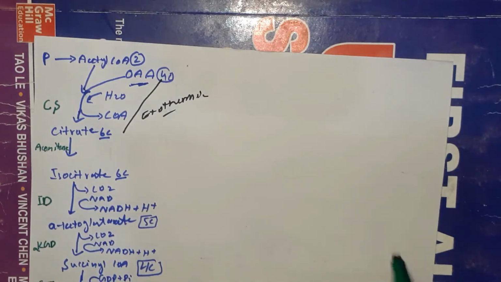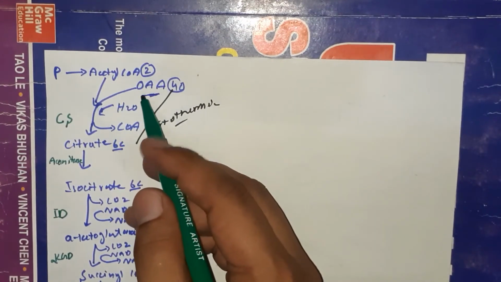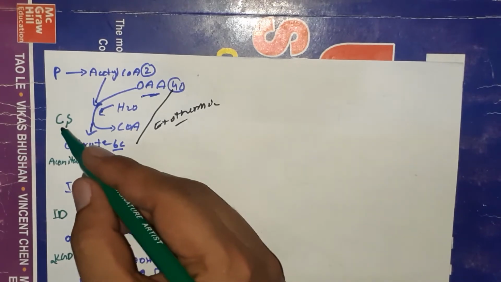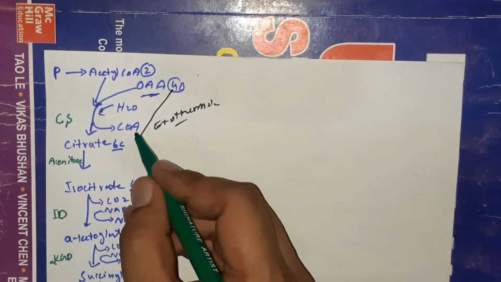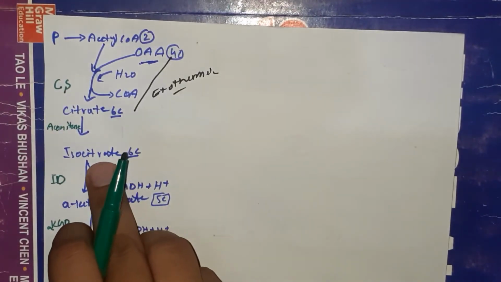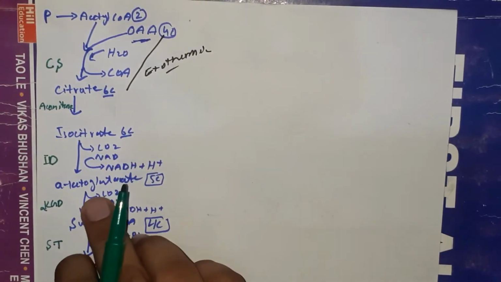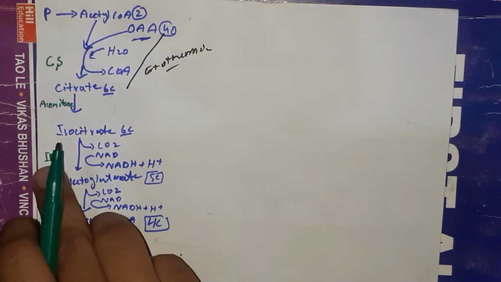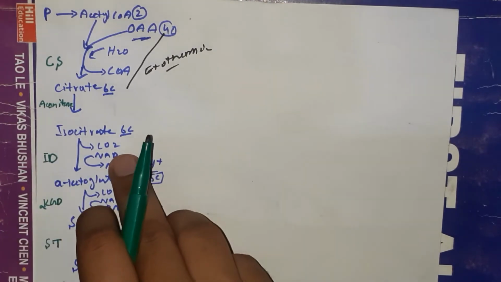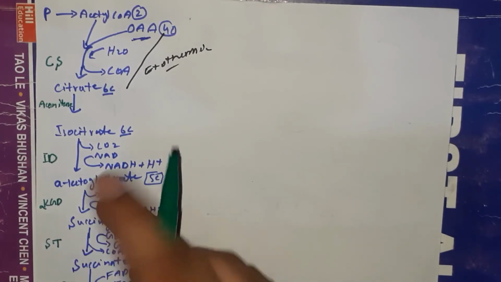So what we have studied here: acetyl-CoA reacts with oxaloacetate and gets converted to citrate. This reaction is catalyzed by citrate synthase, and in this reaction a molecule of water is added and CoA is released. Next, citrate is isomerized to isocitrate, and this reaction is catalyzed by aconitase enzyme. Isocitrate is converted into alpha ketoglutarate, and this reaction is catalyzed by isocitrate dehydrogenase. One carbon dioxide is released here, and one NAD is converted into NADH.